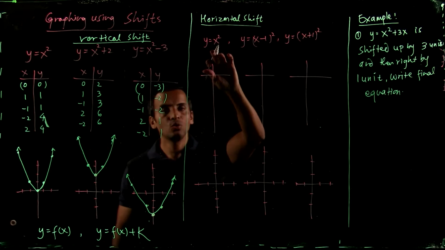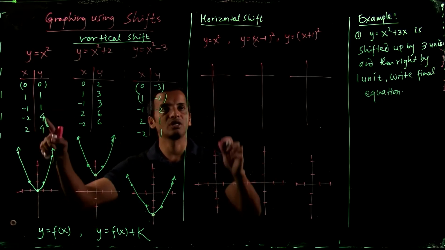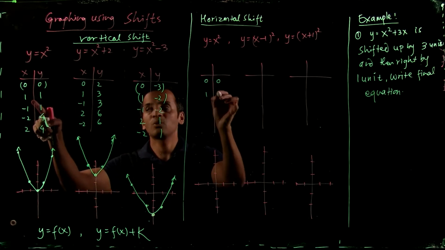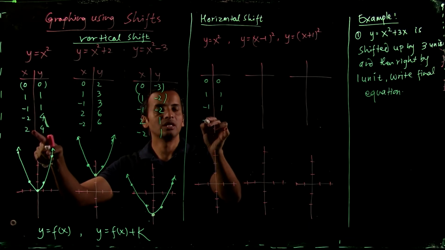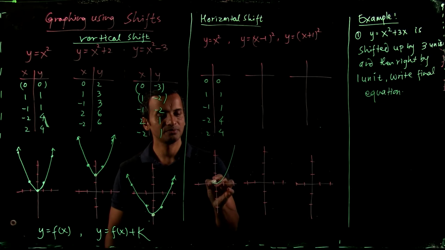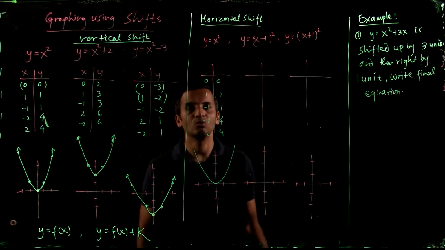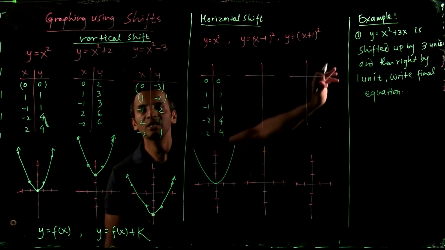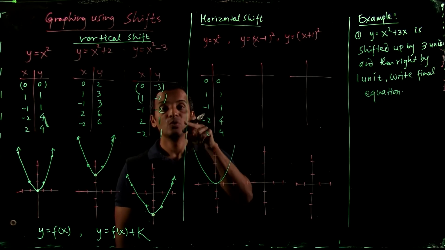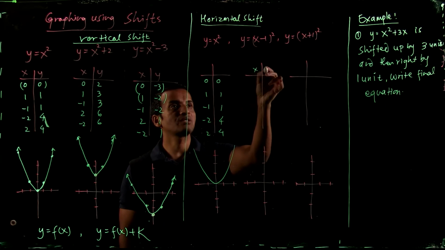Let's see this one. So y equals x squared. You don't have to draw the graph because we already drew the graph of y equals x squared. So it is 0, 0, 1, 1, negative 1, 1, negative 2, 4, and 2, 4. So the graph was like this, right? But how about x minus 1 squared? What are we doing here? We are not subtracting 1 on the right hand side. We are subtracting 1 from x only. Okay? So what do you get? x, y.